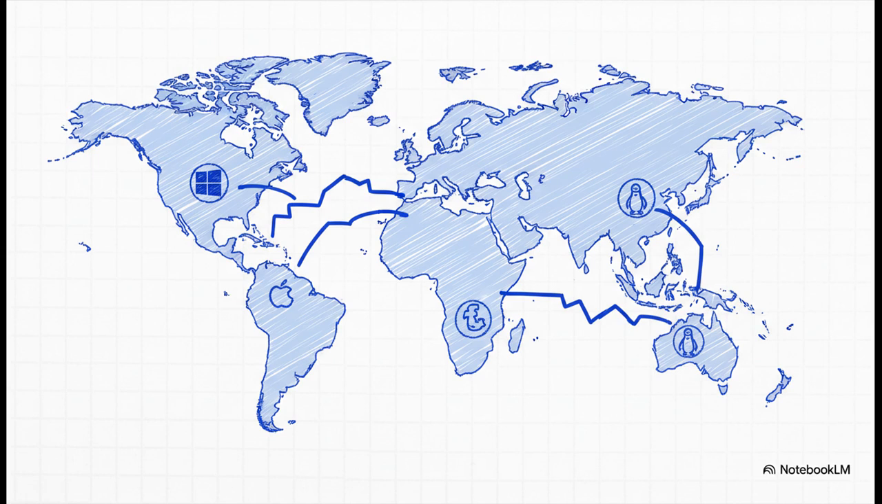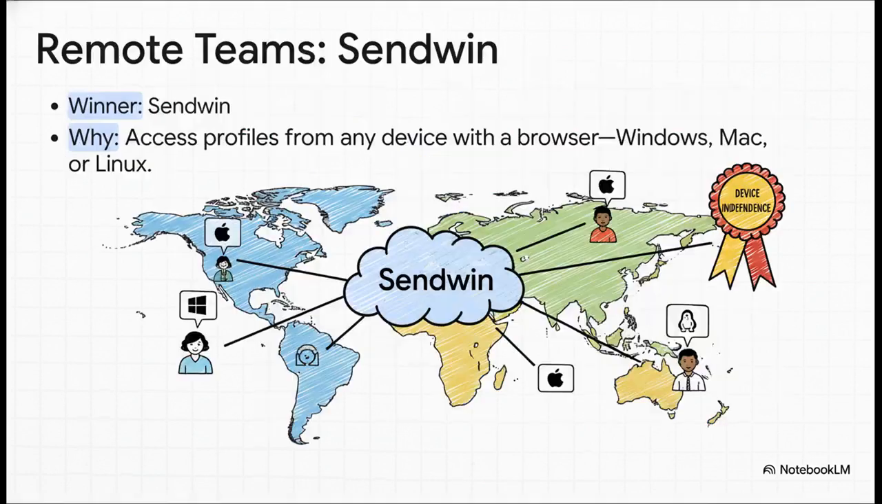Okay, last one. Let's say your team is all over the place. I mean literally all over the world. You've got people on Windows, people on Macs, maybe even a developer who insists on using Linux. Yeah, this one's not even a contest. It has to be Sendwin. Why? Because it just works everywhere. Any device with a web browser can run it. Windows, Mac, Linux, you name it. Adspower is stuck on just Windows and Mac. For a team that needs true flexibility, Sendwin is the only real choice.